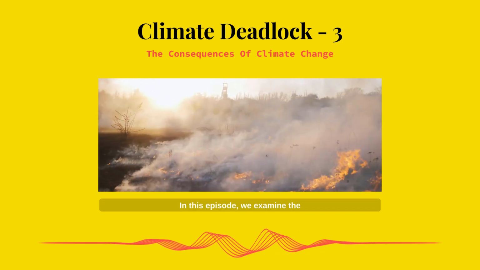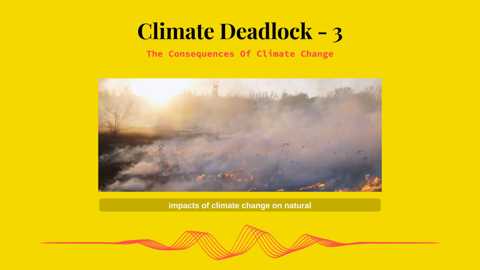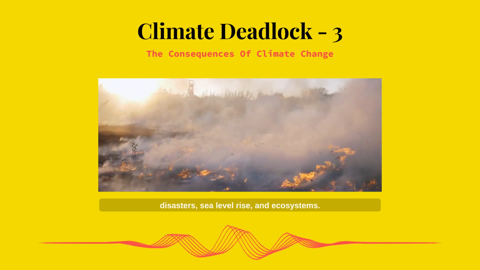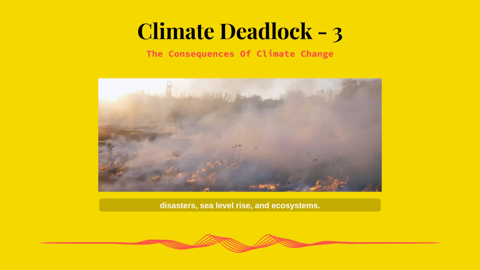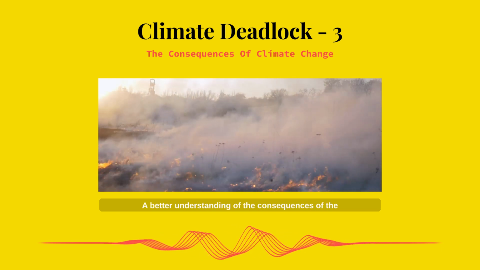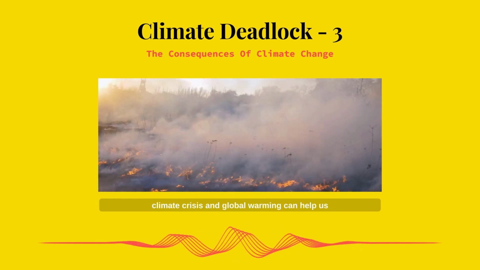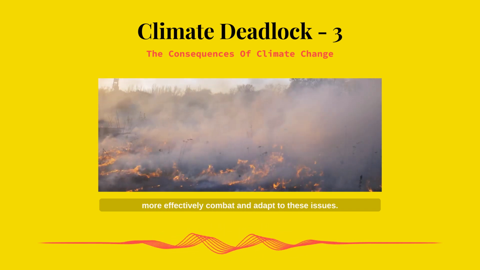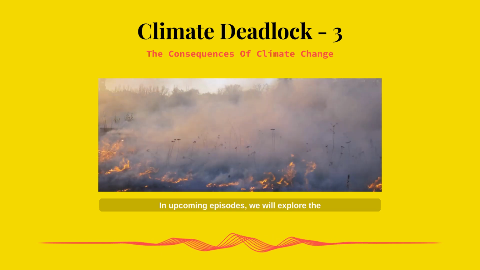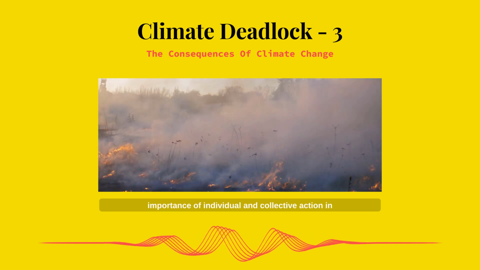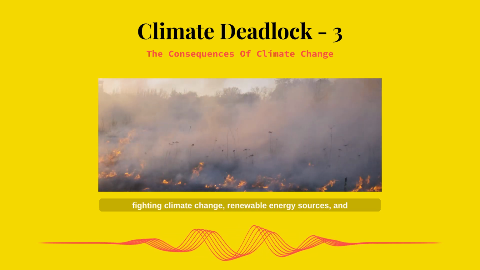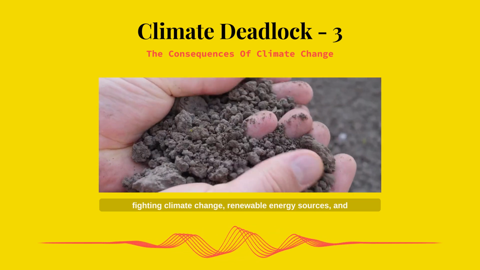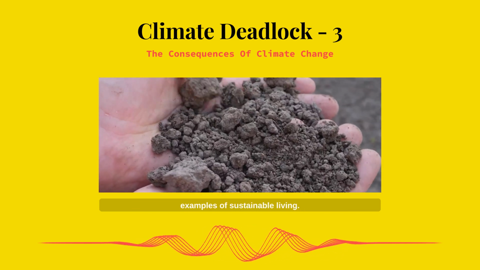In this episode, we examine the impacts of climate change on natural disasters, sea level rise, and ecosystems. A better understanding of the consequences of the climate crisis and global warming can help us more effectively combat and adapt to these issues. In upcoming episodes, we will explore the importance of individual and collective action in fighting climate change, renewable energy sources, and examples of sustainable living.